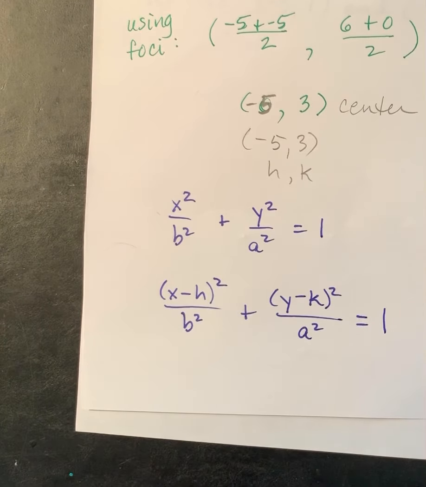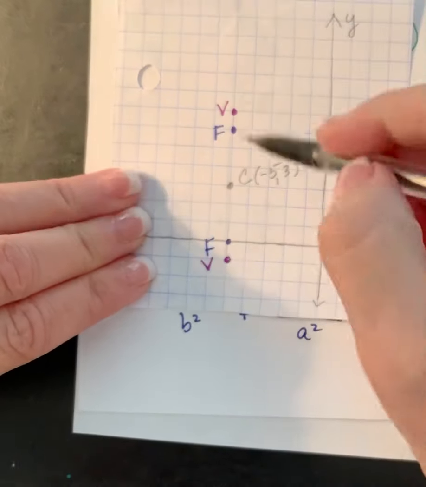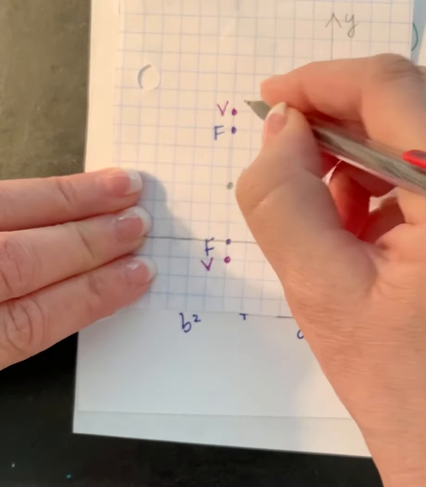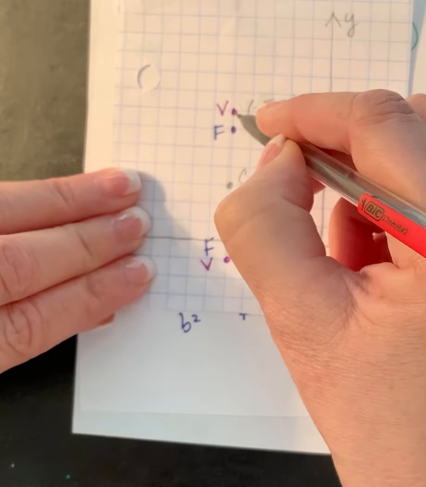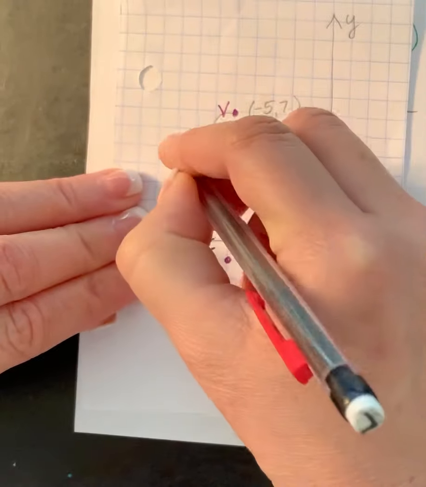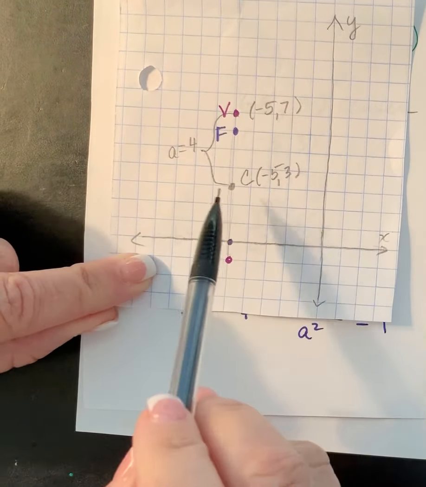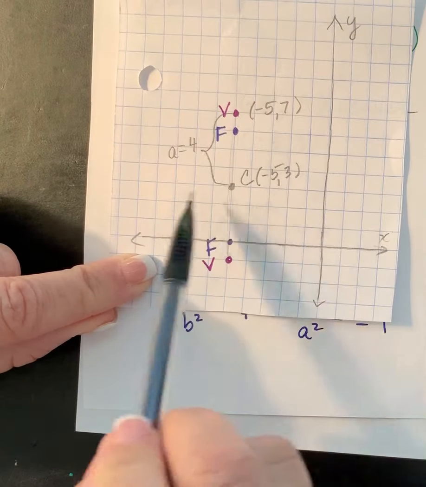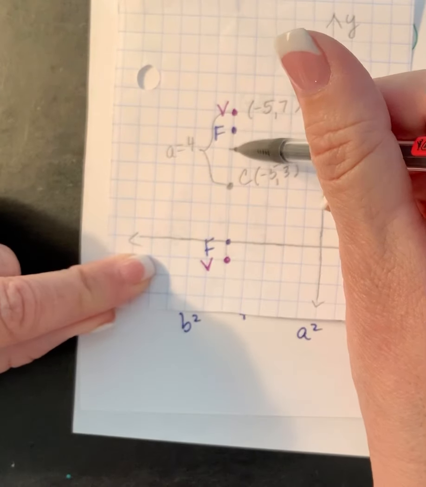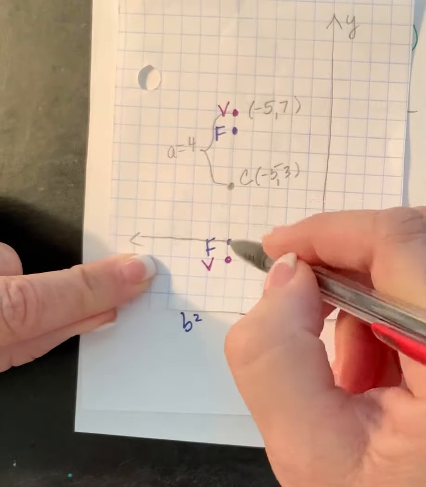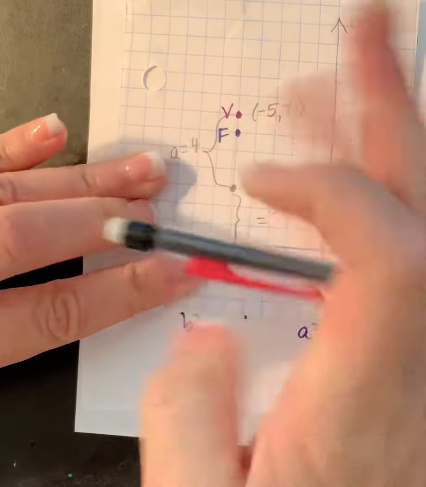So a is going to be the distance from the center to a vertex. Again, you could just look at your graph, that'd be the easiest way. From the center to this vertex, which was (-5, 7), they are 4 units apart. So that is the value of a. b would be the distance from the center to a covertex, which we don't have. We do have c. That's the distance from the center to a focus. So you could see here it's 3 units, or you can go this way. I'll draw it down here so it's messy. And that would be, not b, c.